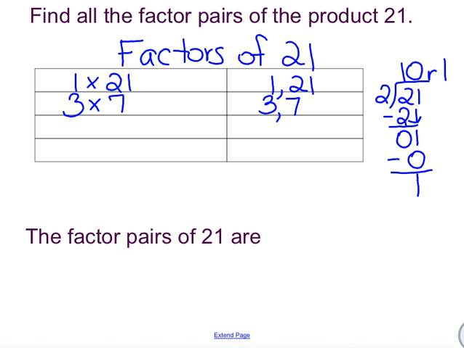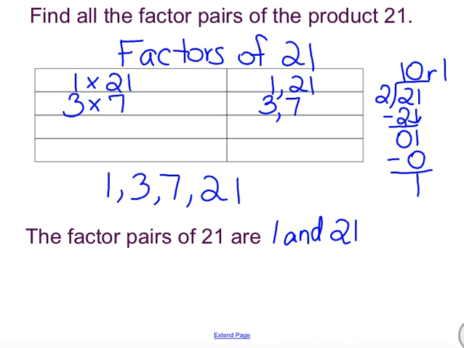If I was asked to list all the factors, I would say 1, 3, 7, 21. Remember that when you're listing factors, they're in order from least to greatest. But if it says the factor pairs, the factor pairs of 21 are 1 and 21, and 3 and 7.